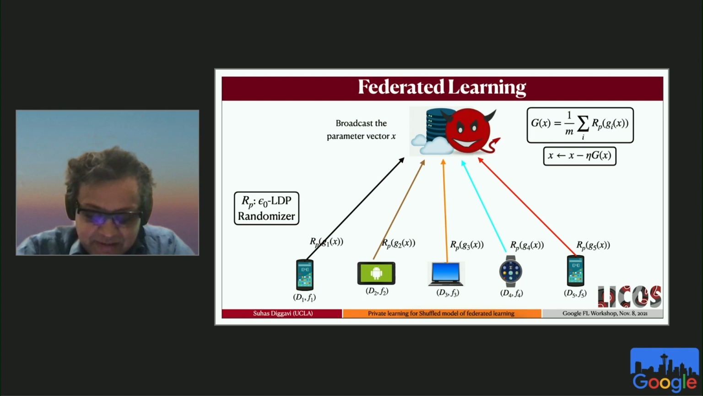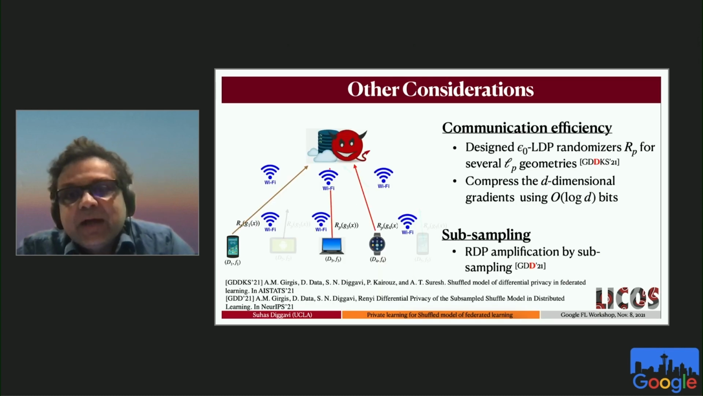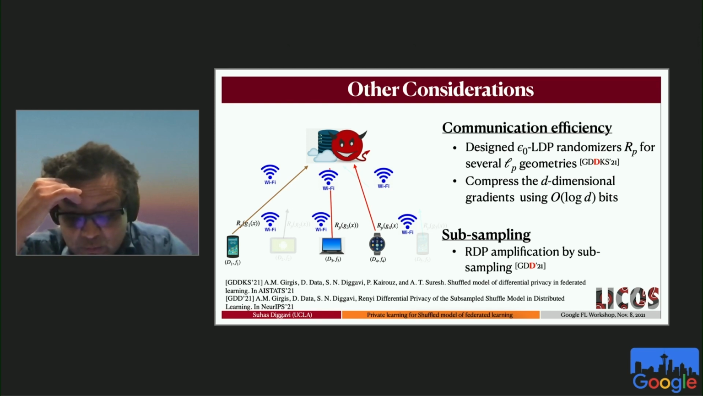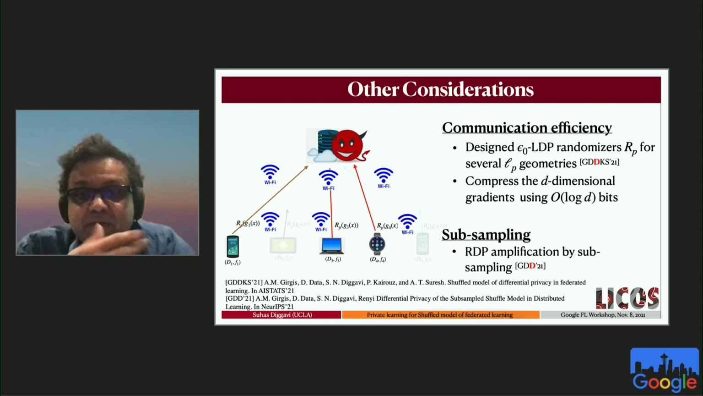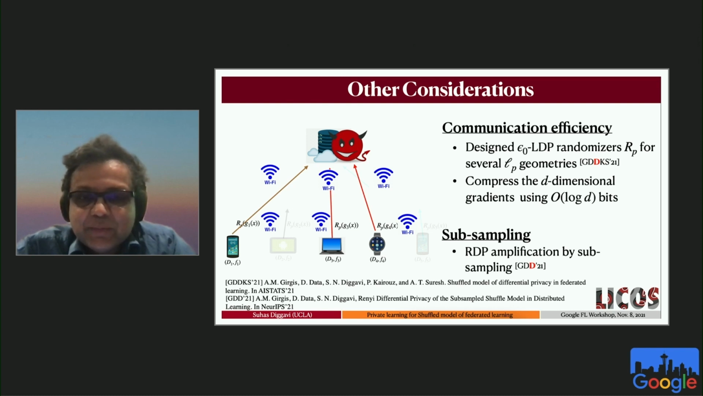So there are considerations other than just privacy, of course. The consideration could also be communication efficiency, and we've been thinking about that as well, where we can get significant compression along with privacy and performance trade-offs, and also subsampling, which I will talk about a bit later in the presentation today.